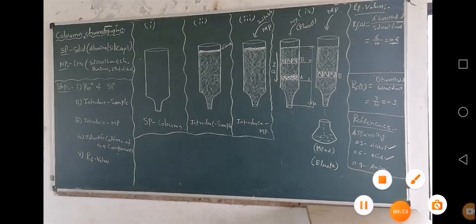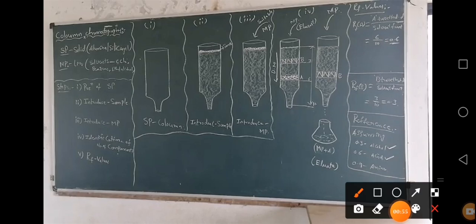In column chromatography, the stationary phase is solid and the mobile phase is liquid. For example, for solids we use alumina or silica gel, and for mobile phases we can use carbon tetrachloride (CCl4), benzene, ethyl alcohol, or any other solvent. These are the solvents we can use in column chromatography.